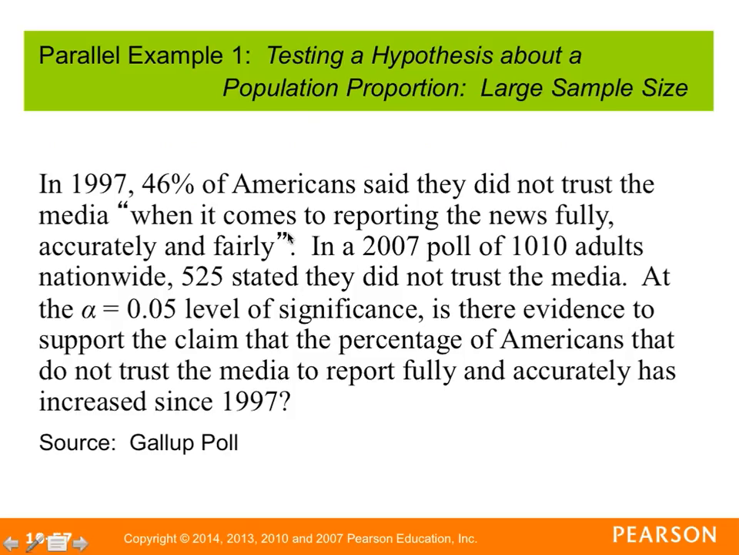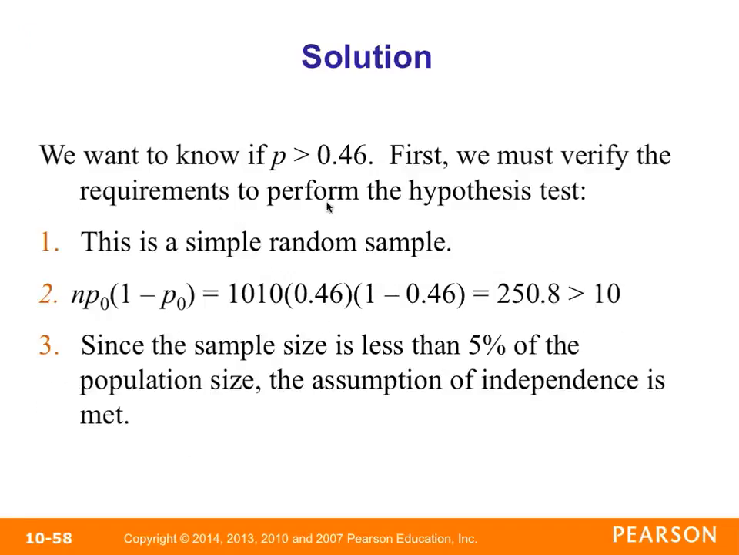So if we look at this example, in 1997, 47% of Americans said that they did not trust the media when it comes to reporting the news fully, accurately, and fairly. In a 2007 poll of 1,010 adults nationwide, 525 of them stated that they did not trust the media. At the alpha equals 0.05 level of significance, is there evidence to support the claim that the percentage of Americans that do not trust the media to report fully and accurately has increased since 1997?